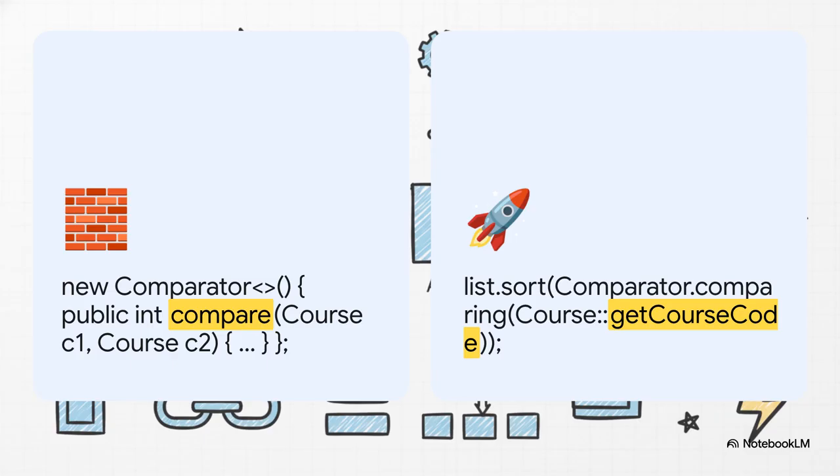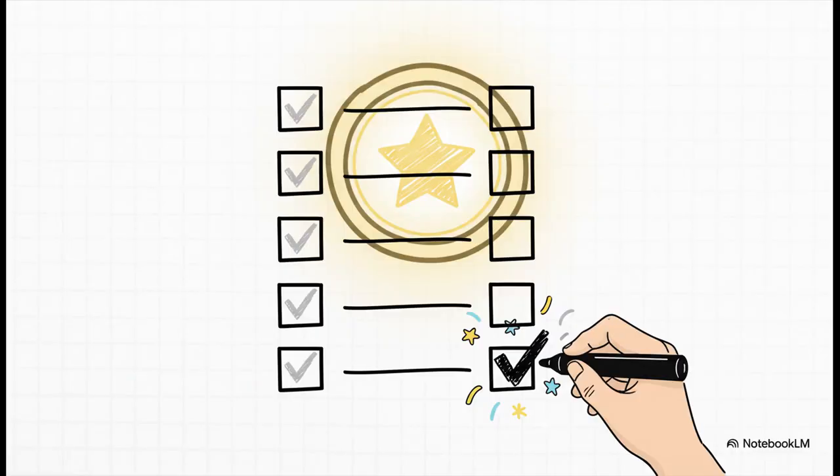On the right, we use a helper method from the Comparator class. By combining Comparator.comparing with a method reference to getCourseCode, we get the exact same result in one single, incredibly readable line of code. This is what modern Java is all about. And just like that, once you apply this simple, elegant change to all the places where you sort courses, you will have officially knocked out the 9th and final item on our list.